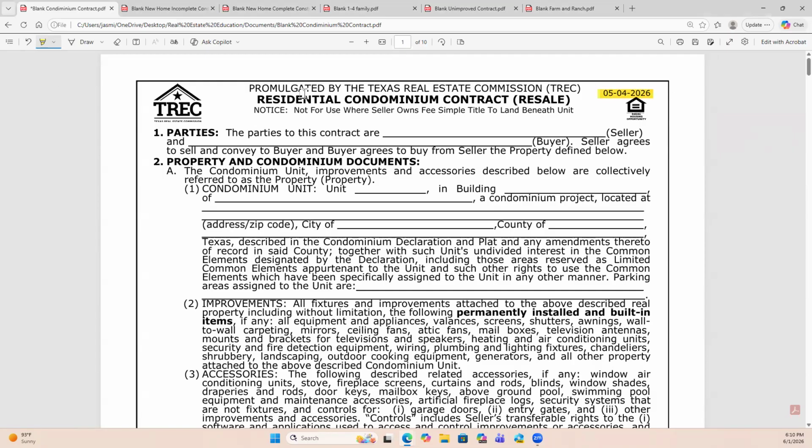All right. So the very first one we're going to talk about is the condominium contract. Okay, condominium contract. This is huge. This is important. Only use this document when you are working with condos.